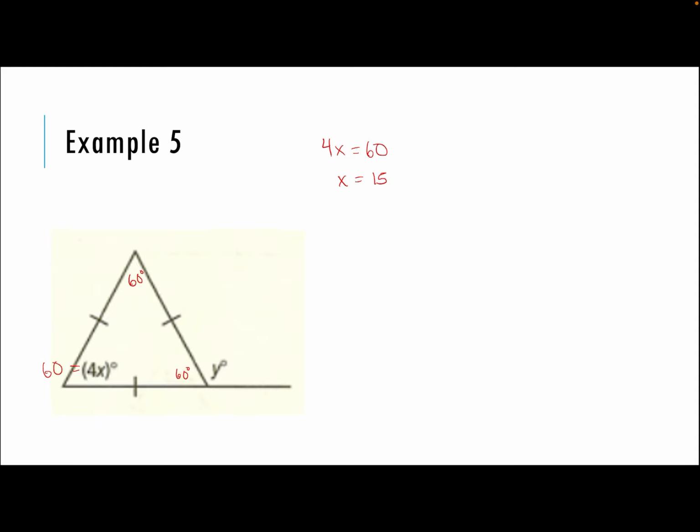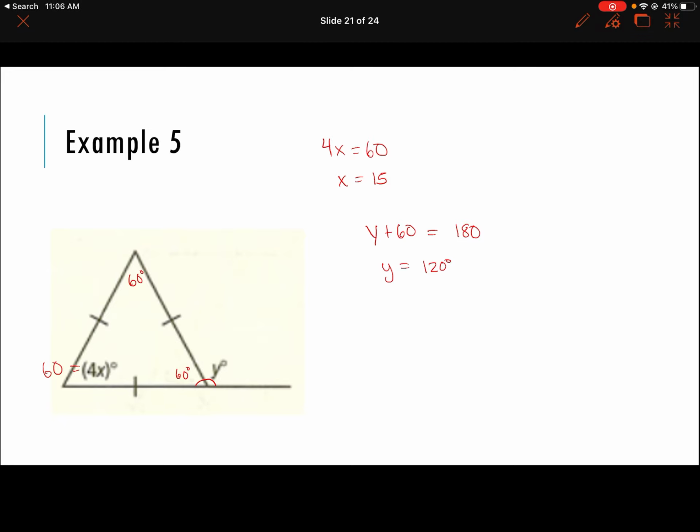And we know that y and 60 form a linear pair, because they make a straight line. So we know that y plus 60 equals 180. And so y is 180 minus 60, which means y is 120 degrees.